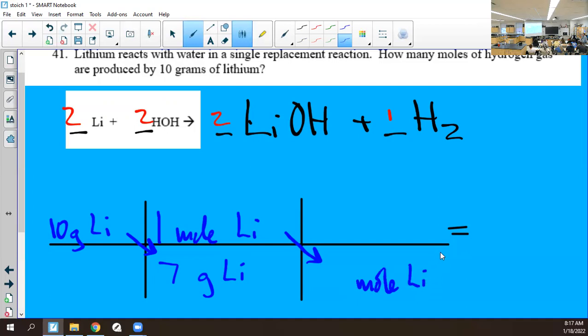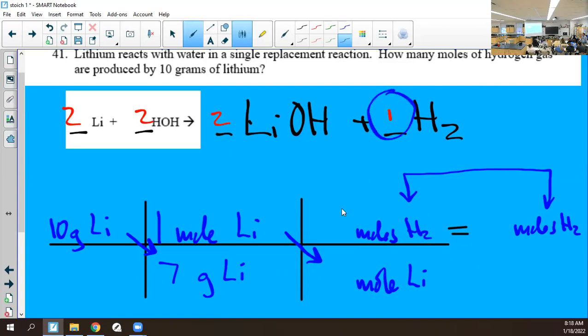All right. Now I get stuck, so I need to know what I'm solving for. How many moles of H2 is what it wants in my answer. So I know that the unit at the end is the unit at the end. So this is moles H2. So then I put them in. I have a 1 in front of H2. I have a 2 in front of Li, and I'm ready to roll. So I basically have 10 times 1 times 1 divided by 7 times 2. So I have 10/14, which is 0.71 or something like that, isn't it?